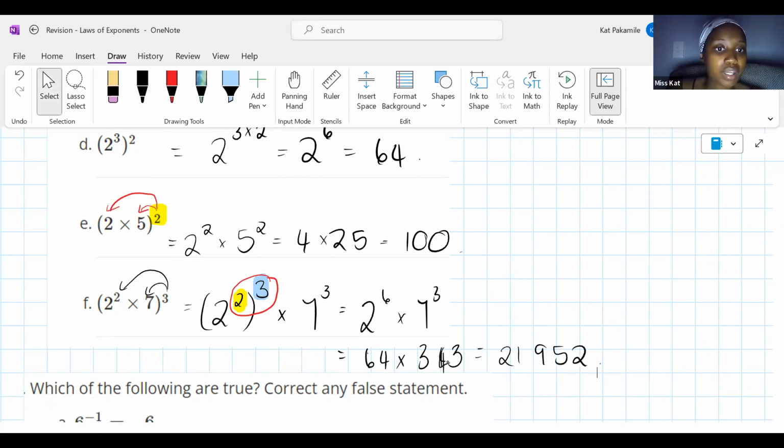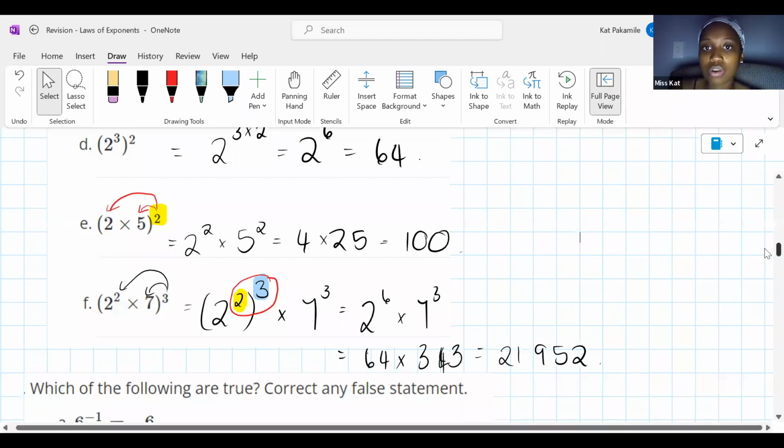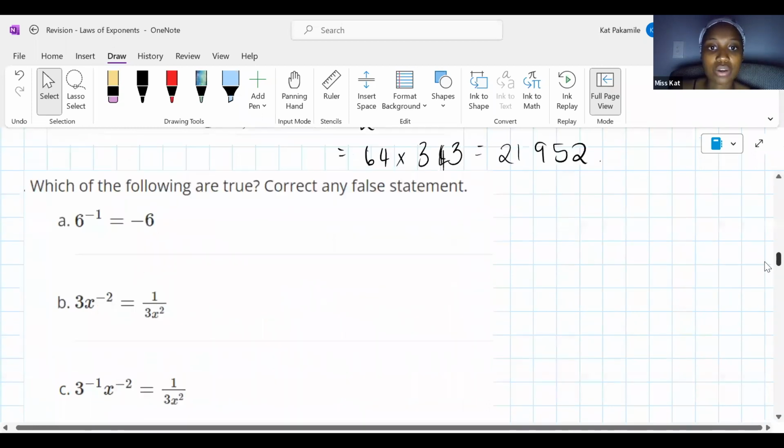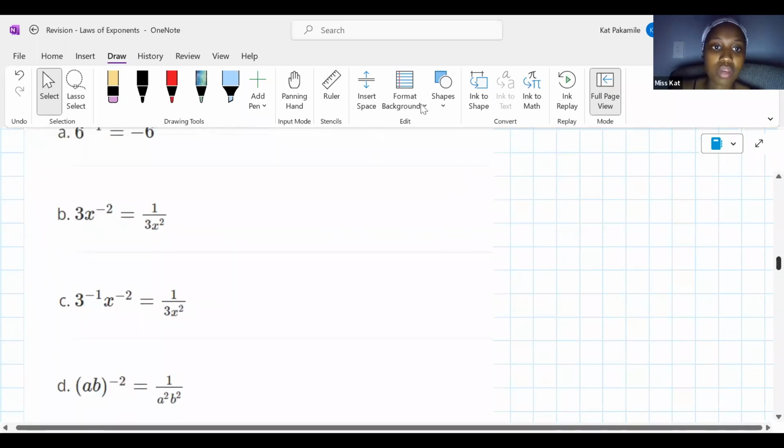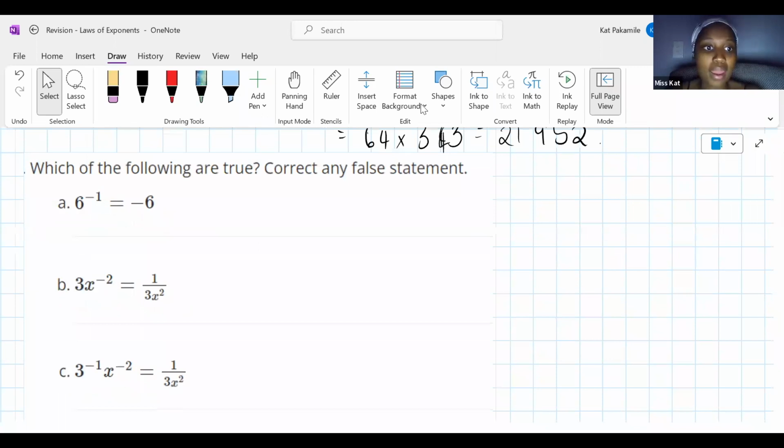Okay. Thank you to everyone who helped me. That went quick. Now, I want you guys to tell me which one of the following are true. If it is false, give me the correct statement. Let's start with A, B, and C. A. Is A true or false?